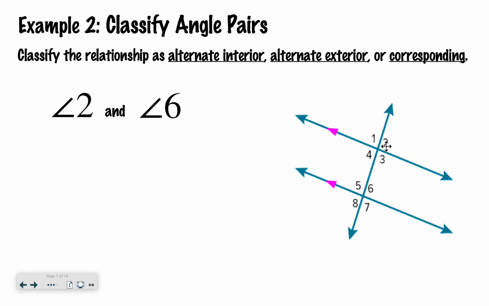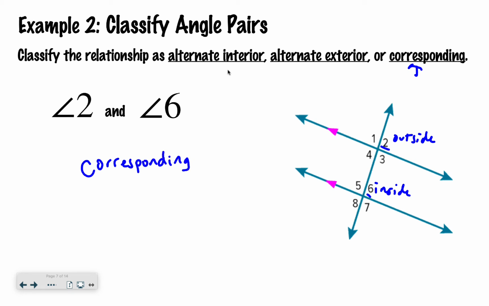If I look at angle 2 and angle 6, you can see that I have two angles, and one's on the outside, one's on the inside. When you have one on the outside and one on the inside, that can be a good indicator that you have corresponding angles. Okay, so right there, I know that I have corresponding.